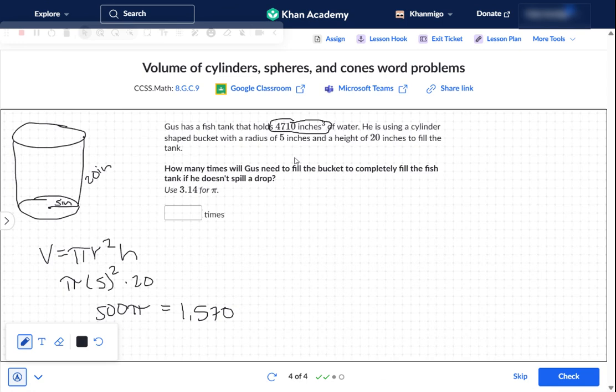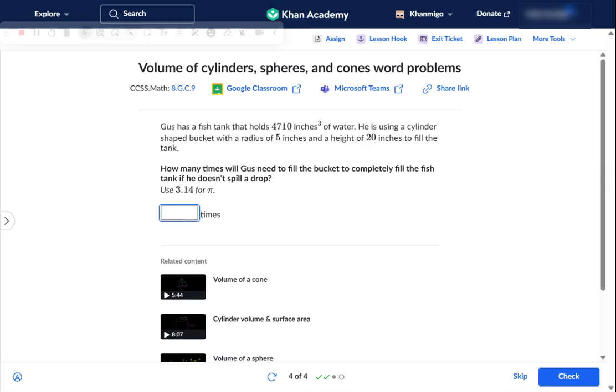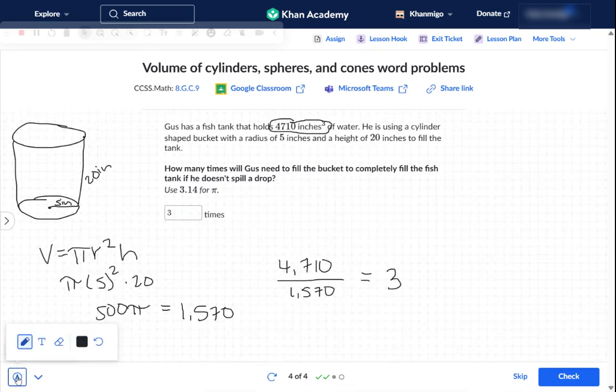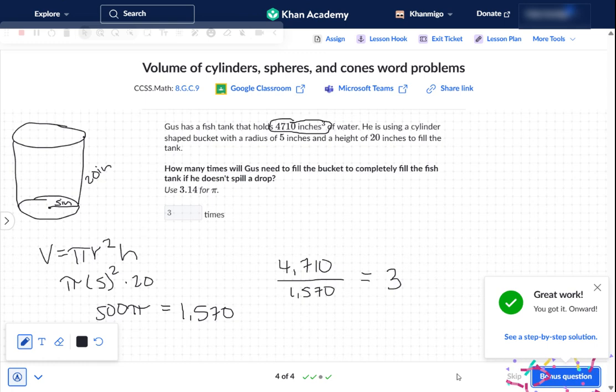1,570. All right, we want to know how many buckets he needs to fill up. So we're going to take the total amount, 4,710, and divide it by 1,570. Oh my gosh, you guys, it goes in evenly 3 times. Look at us. That's pretty cool. Nice. Check. Yay.